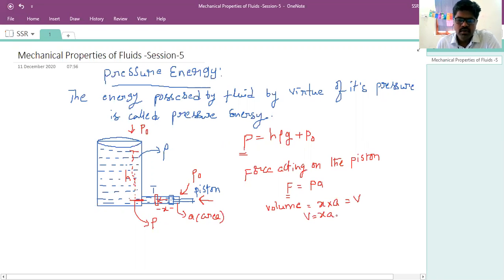Because of this volume, the pressure energy is stored in this volume of the fluid. Now calculate the work done by this applied force F. The piston has to displace slowly only. Why? Because we are not considering any kinetic energy. If you do it very fast, then it will convert into kinetic energy of the fluid also. But we are considering only the pressure energy. So work done is equal to the product of force into displacement, so force F into x. The force acts from right to left and the displacement is also from right to left, so there is no difference. So F into x, and F is P into A. So the work done is PAX.